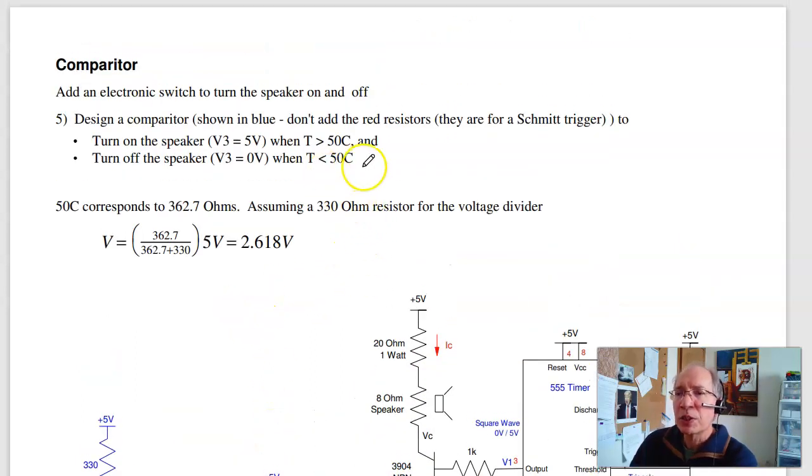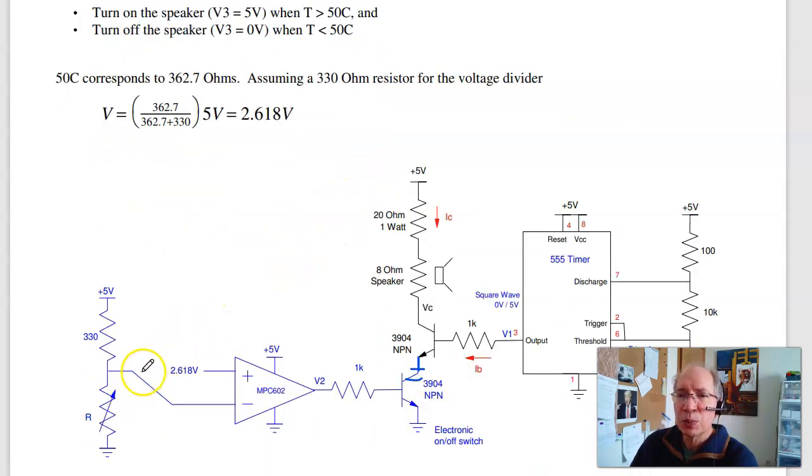So if I want to turn on at 50 Celsius, I first have to calculate the resistance. So plugging in the equation for the thermistor, 50 degrees Celsius is 362 ohms. Pick a resistor close to 362. I chose 330. By voltage division, I want to turn on at 2.6 volts. There's my offset.